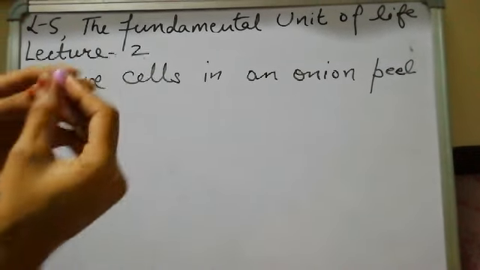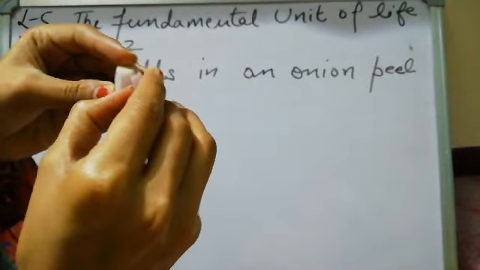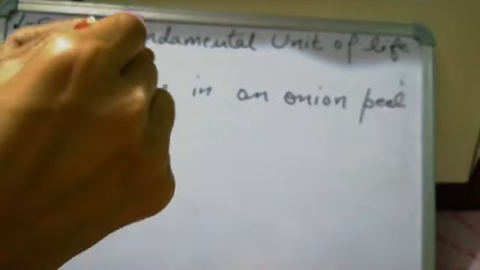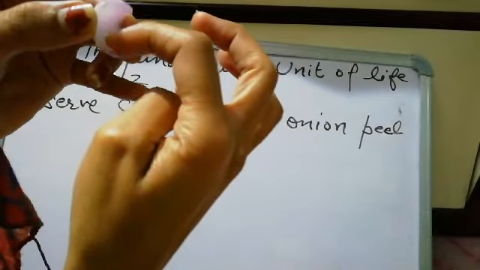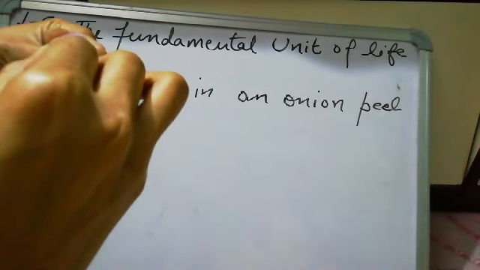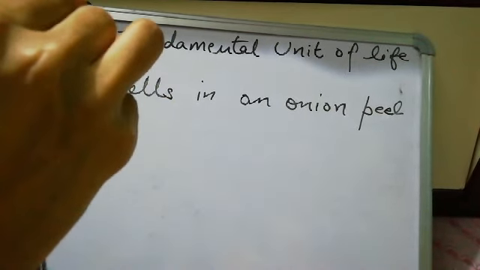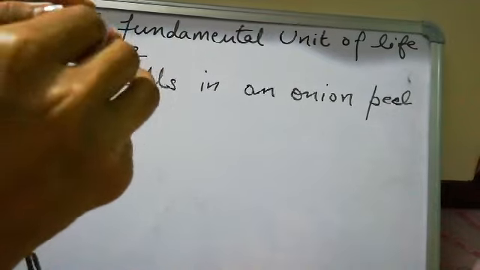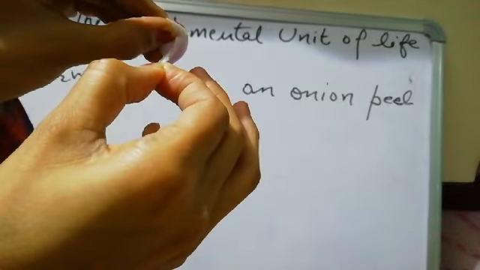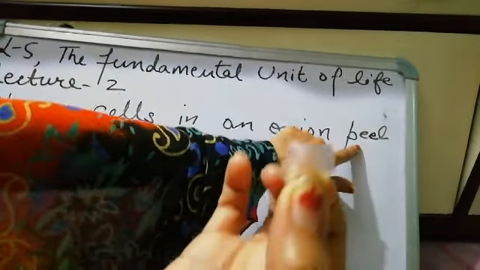For onion peel I am taking a cut part of an onion. I am removing an edible leaf of the onion. In that leaf you can see that this side is the convex side and that side is the concave side. From the concave side I am removing a transparent peel. This transparent peel is called onion peel.